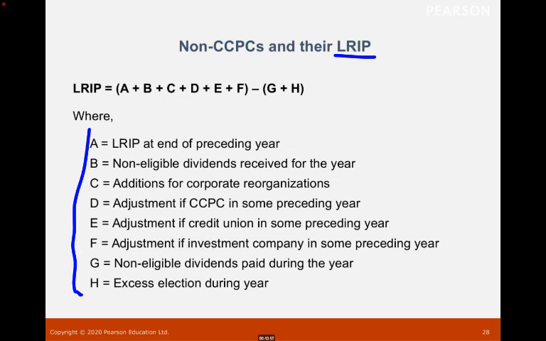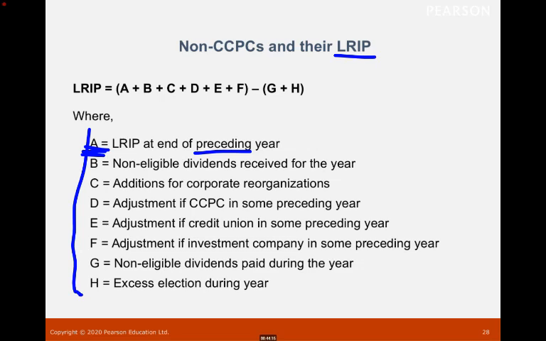Again, this is a cumulative, all-time carry forward balance. So we have the opening balance from the end of the preceding year, which is where we start. So that's always going to be A.